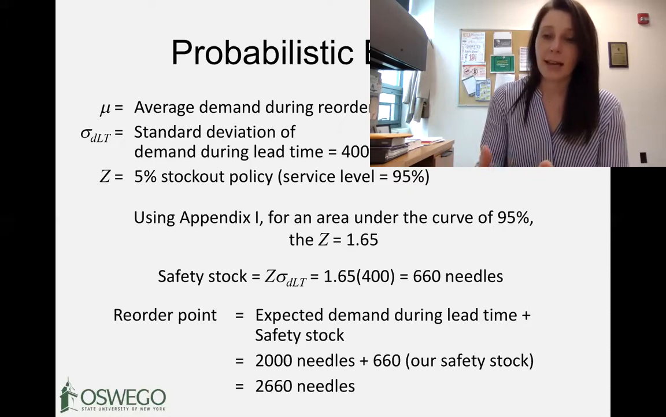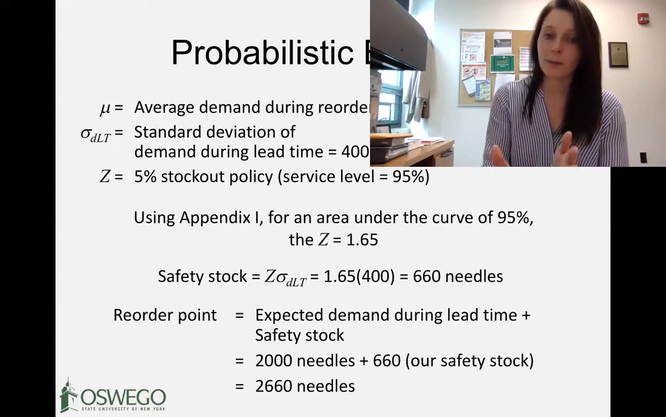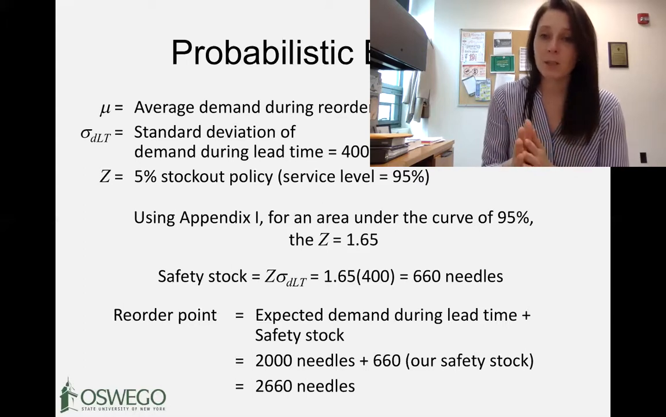And that's going to say, again, in order to meet that 95% service level, we're going to have to reorder when we've got just over 2,500 needles, to be more specific, 2,660, right? This is really important, especially if you're working in the medical field where you know that you need a supply on hand and you need to set that service level really high.